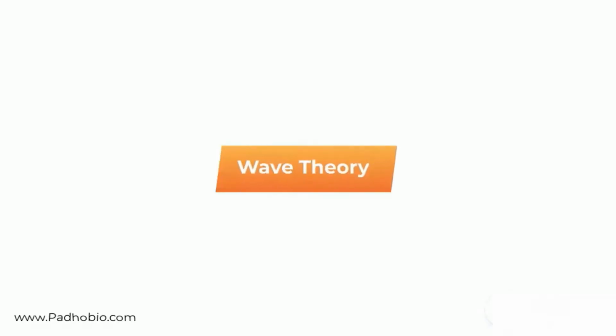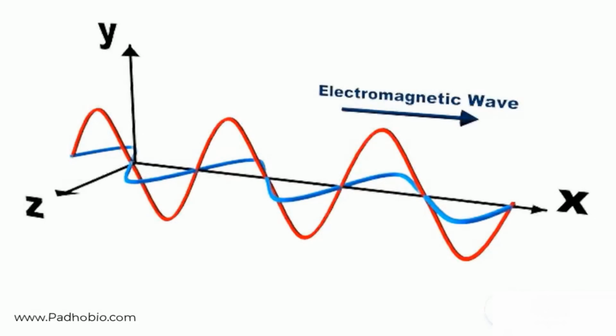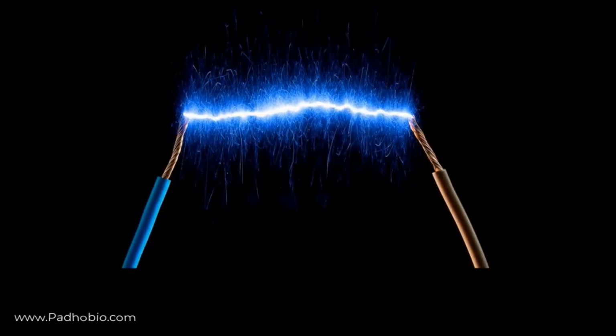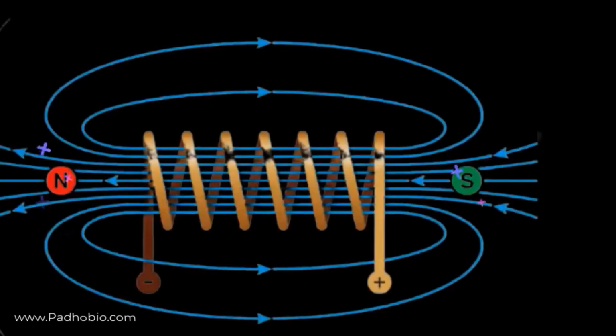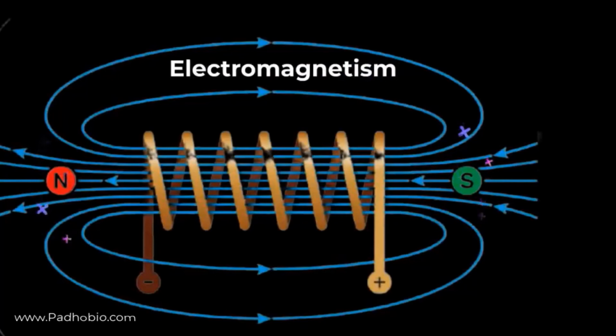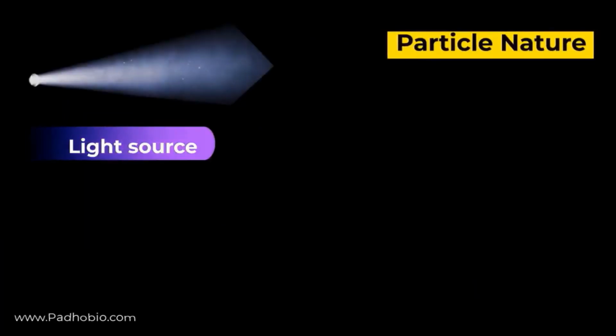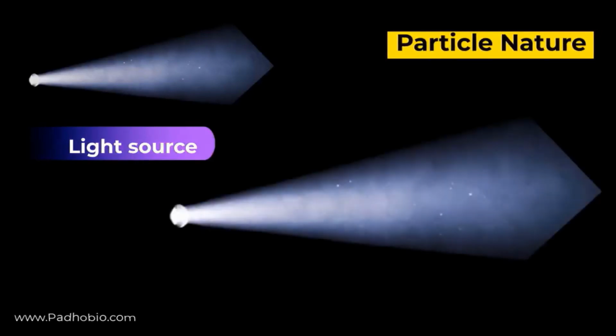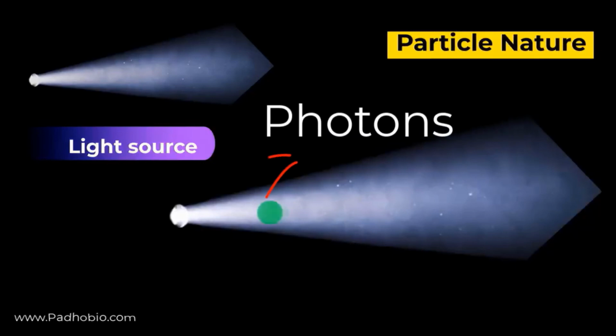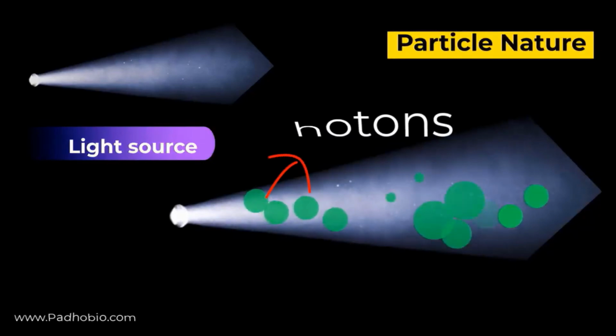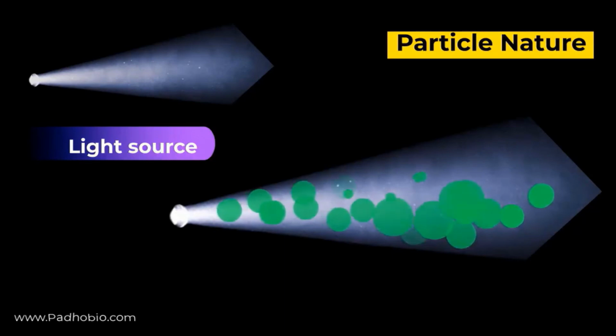According to wave theory of light, light is a part of electromagnetic radiation. Radiations produced by magnetically or electromagnetically charged bodies are known as electromagnetic radiations. The first nature of light is the particle nature, in which a ray of light contains different particles that are known as photons. And the second nature of light is wave nature.